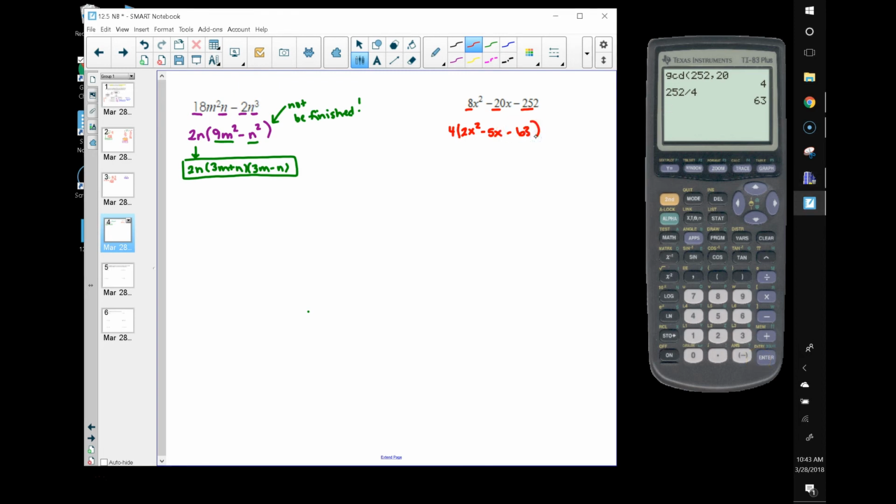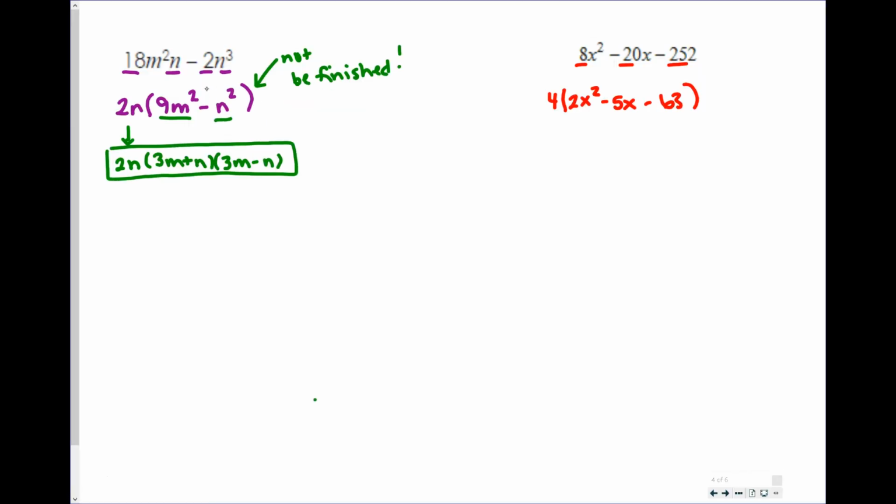Okay? Now I'm going to look at this trinomial. Is it an x squared, x, and a number? Yep. So I can go ahead and try to use a Punnett square. The other issue is that I've got this 2 in front. Because of that, when I find the Punnett square, I have to multiply these numbers. Now 2 times 63 is 126, be negative 126.